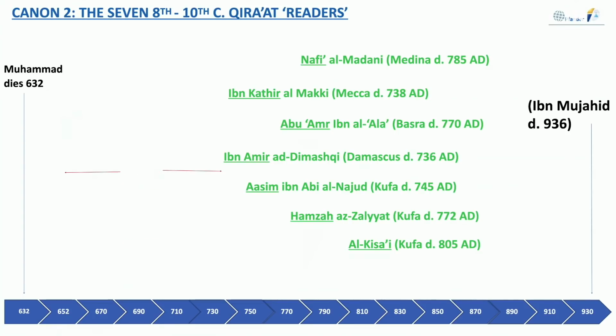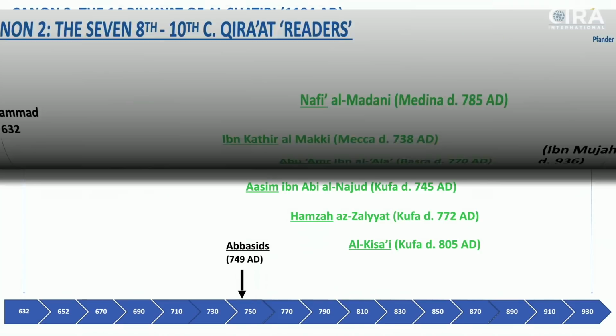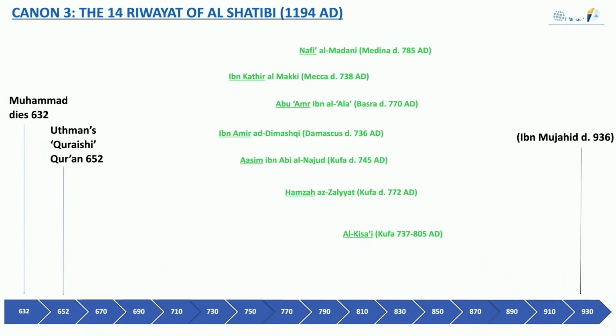Okay? So that is canon number 2. I want to just put this one more, that Muhammad's death, it's 104 years after Muhammad's death. Now, I just want to bring up the Abbasids one more time. I keep on reminding you, this is all during the Abbasid period. Let's go to canon number 3.